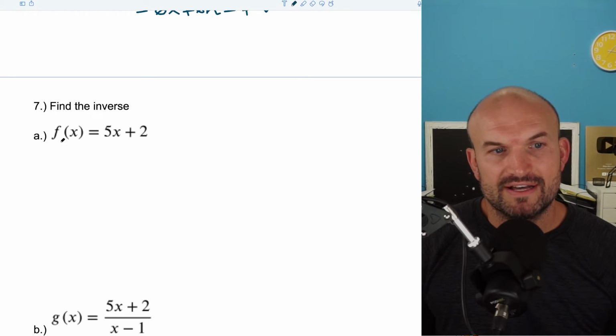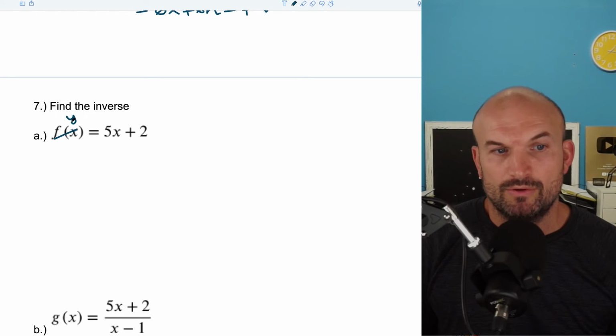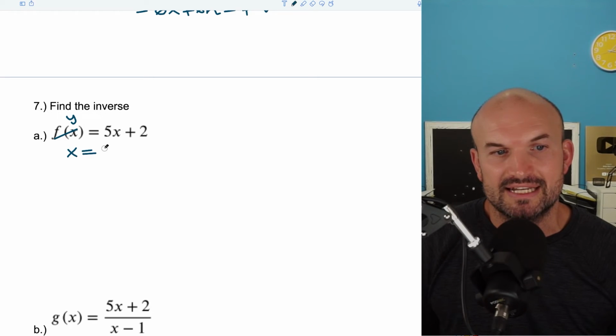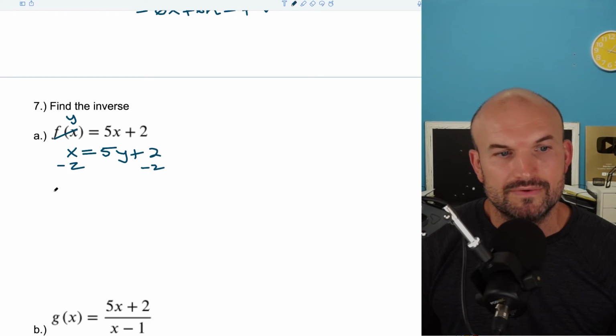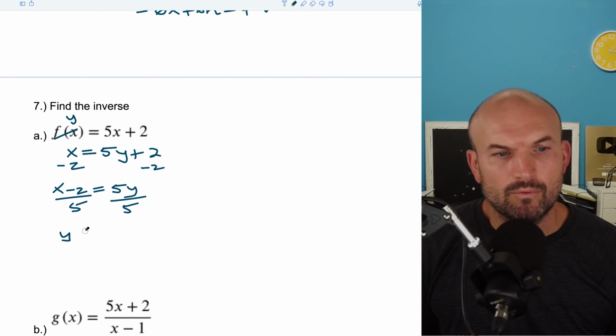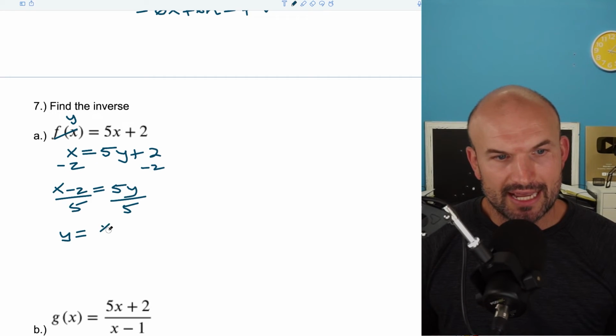So the important thing here to find the inverse is to replace your f of x with a y, right? And then we're going to swap the variables. So x is going to equal 5y plus 2, and now you're going to solve for y. So I'll subtract the 2. So I have x minus 2 equals 5y, and then you divide by 5, and you can say y is going to equal (x minus 2) over 5, right?